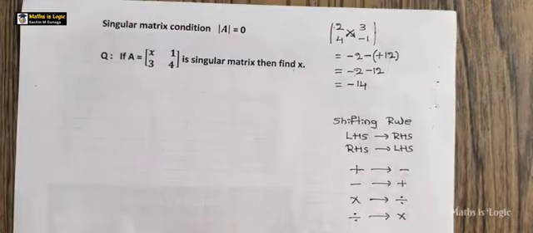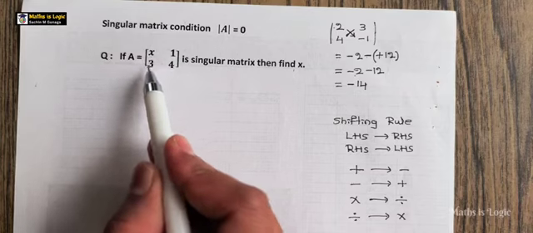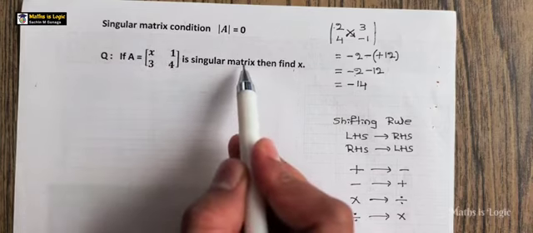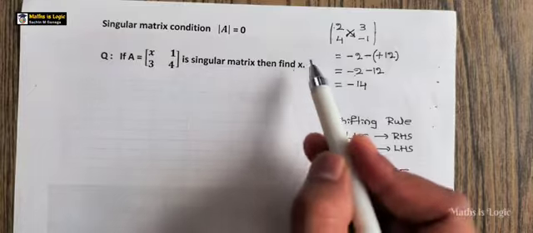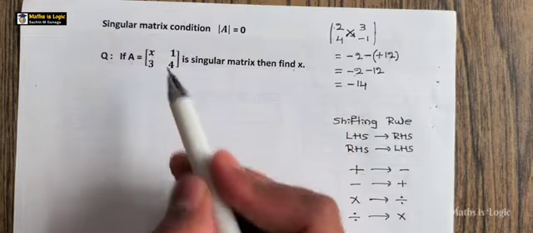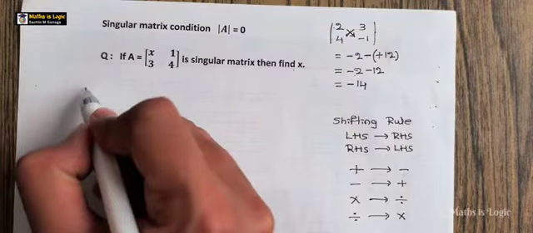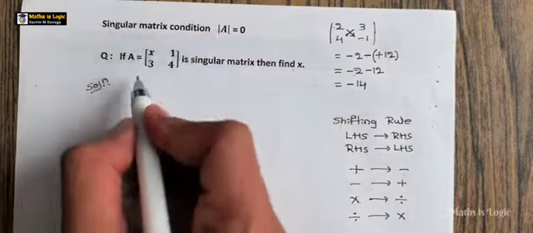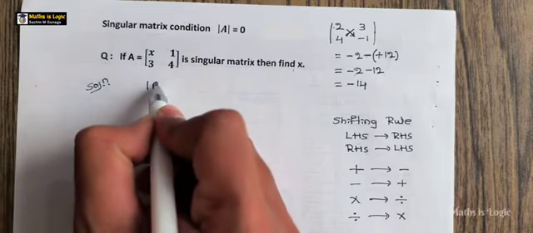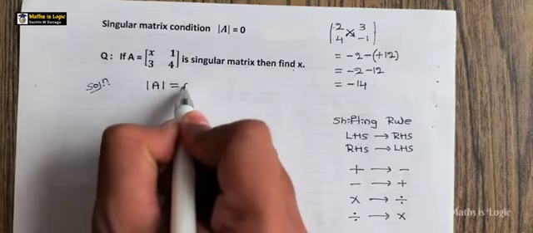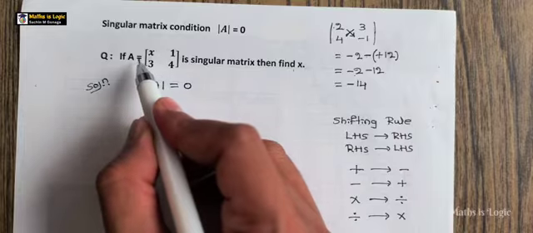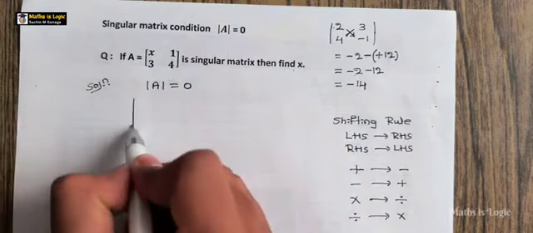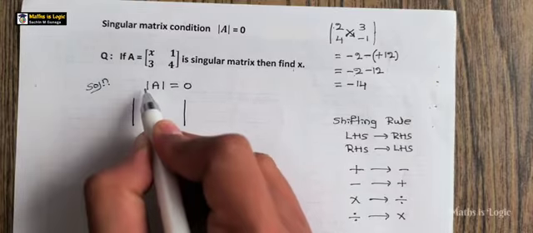One matrix is given, x 1 3 4. What they are telling, this is which type of matrix? Singular matrix. Using this condition we need to find out this unknown value. Therefore in the solution, first write singular matrix condition. What is that singular matrix condition? Determinant of A value is equal to 0, because what they are telling, this matrix is singular, so write this condition. Next, determinant symbol, keep it as it is.